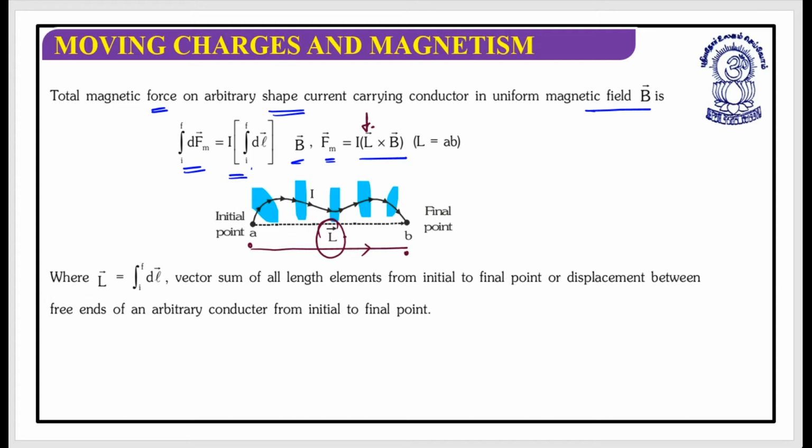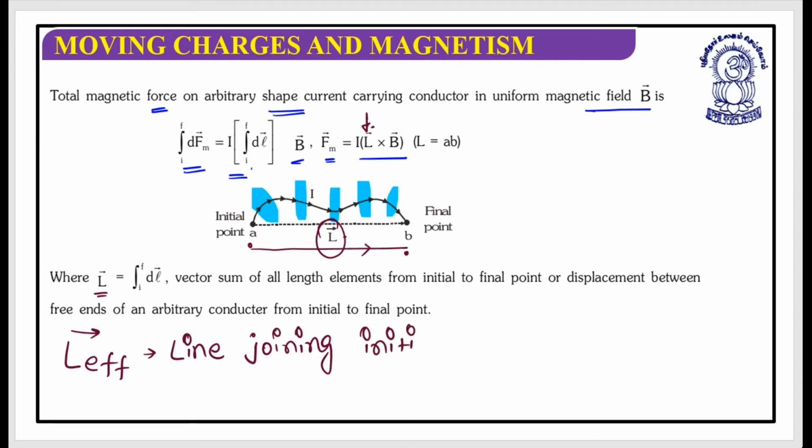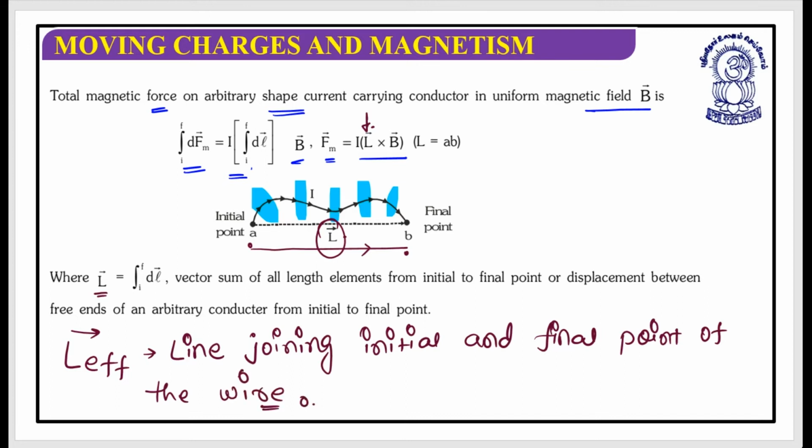So when I used to have this L, I must understand this is the L effective. That means it is the line joining initial and final point of the wire. So always remember this. This is the concept of L effective.